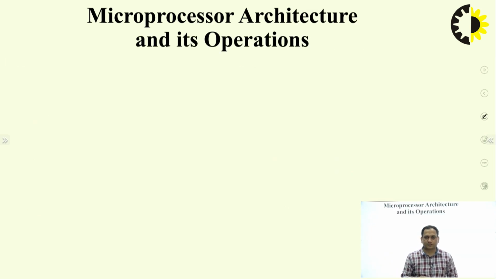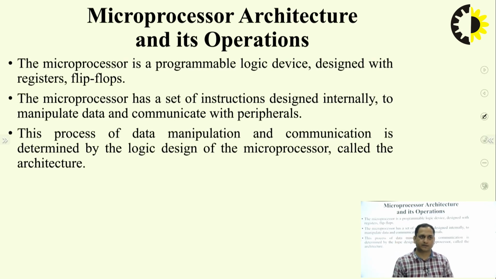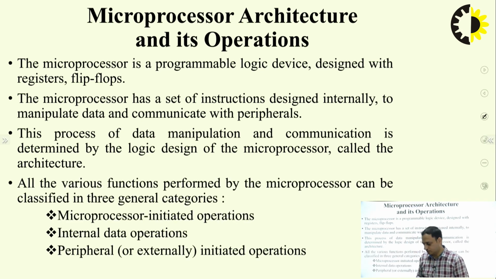Now for the microprocessor, in this second part, the basic definition we are aware of is that the microprocessor is a programmable logic device designed with registers and flip-flops. Okay, the microprocessor has a set of instructions which is designed internally to manipulate data and communicate with the external peripheral devices. So the process we have already covered for the microprocessor is first fetch, then decode, and then execute.